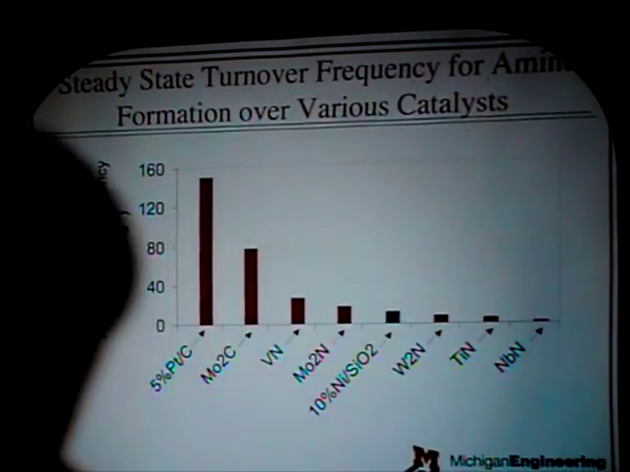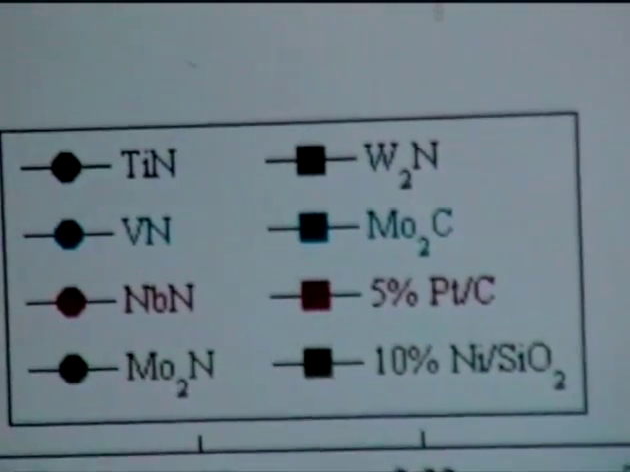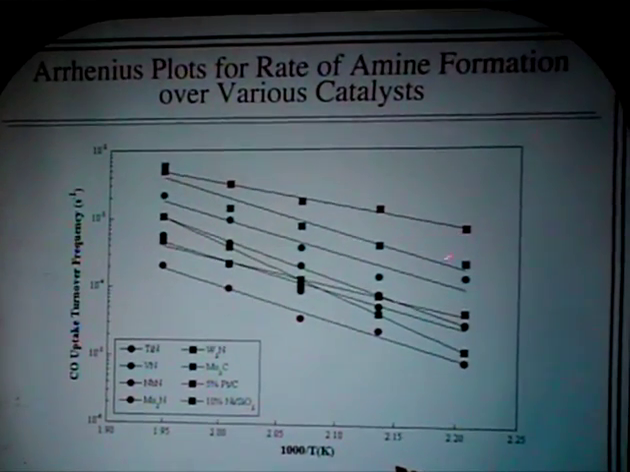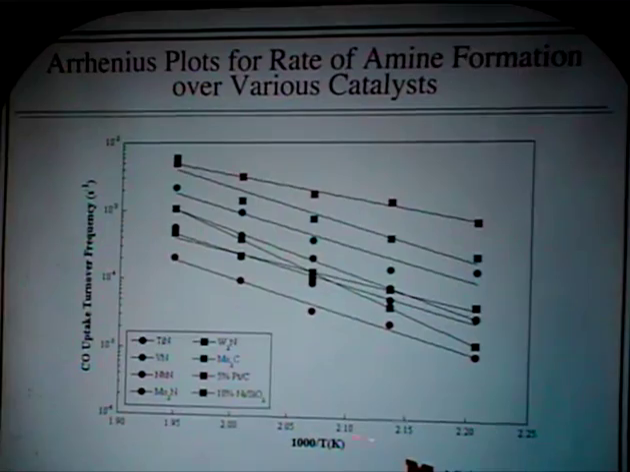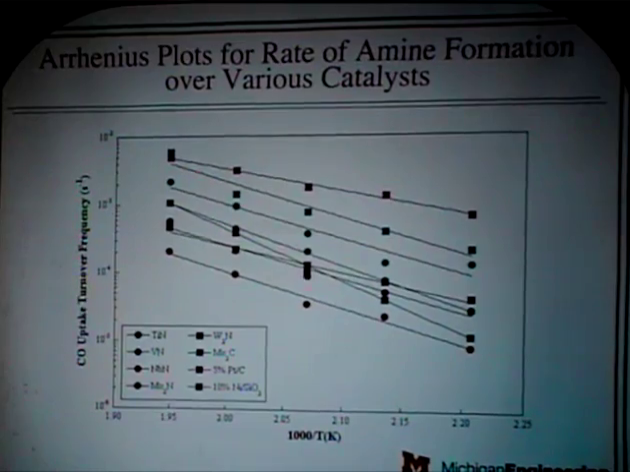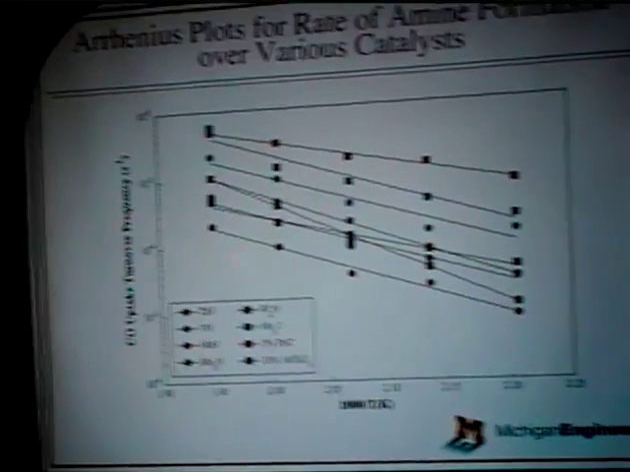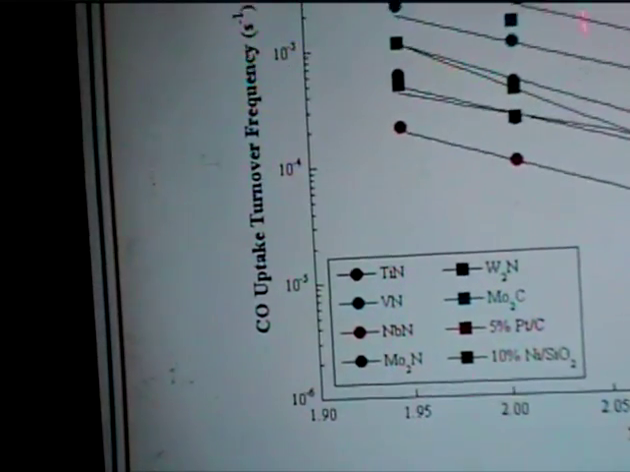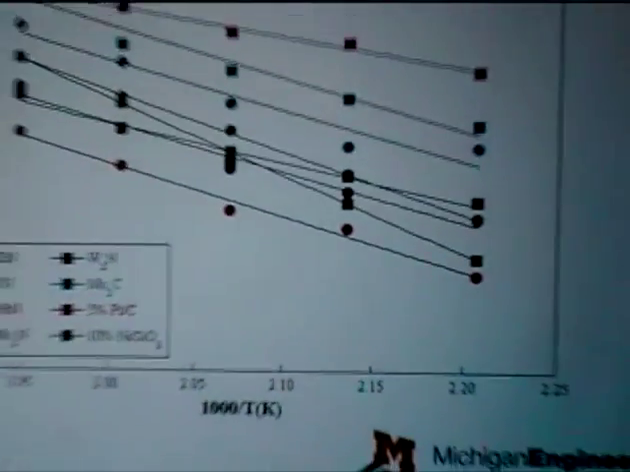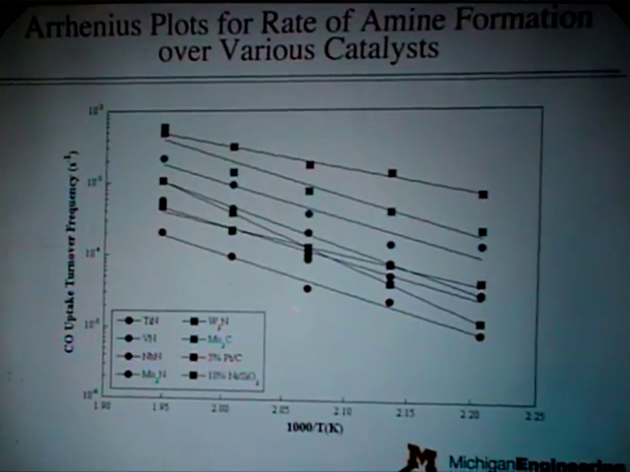If we see the Arrhenius plot of the amine formation rate for these materials, the trends are almost similar. Here again, the 5% platinum on carbon has a very high rate throughout the entire range of temperature, which basically spans from 180 degrees Celsius to 210. Then it is followed by molybdenum carbide, then vanadium nitride, and then 10% nickel on silica. Another thing which is important here is that the trend in the change of the turnover frequency for all these materials is almost the same.